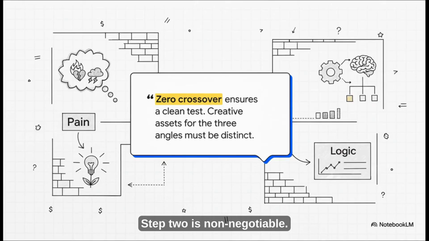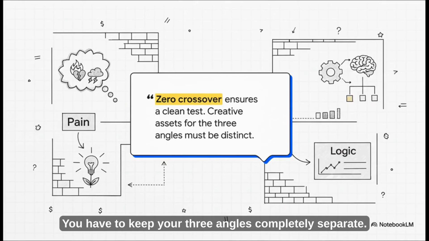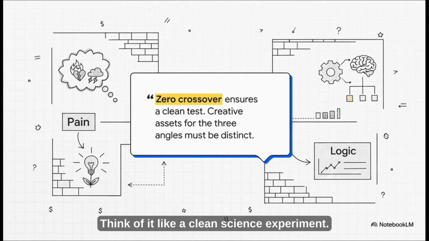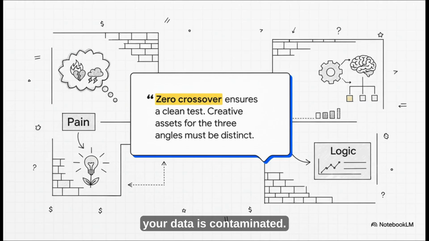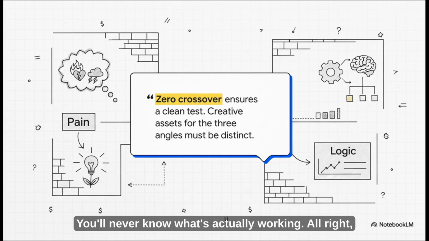Step 2 is non-negotiable. You have to keep your 3 angles completely separate. Think of it like a clean science experiment. You wouldn't mix 2 chemicals together and then try to figure out which one caused the reaction, right? It's the same with your ads. If you mix a little bit of the pain message into your desire ad, your data is contaminated. You'll never know what's actually working.